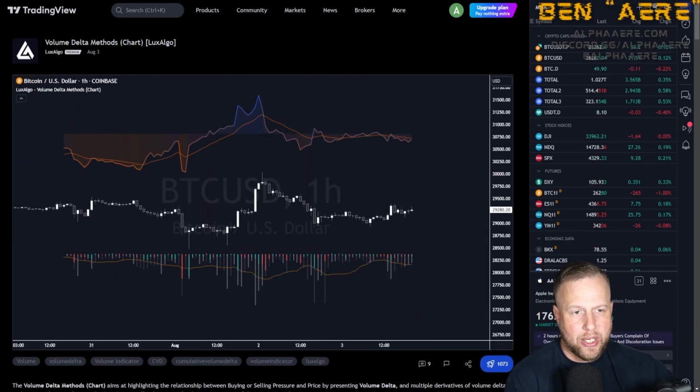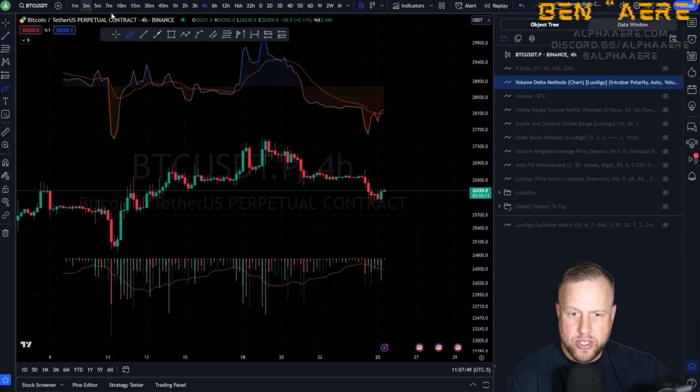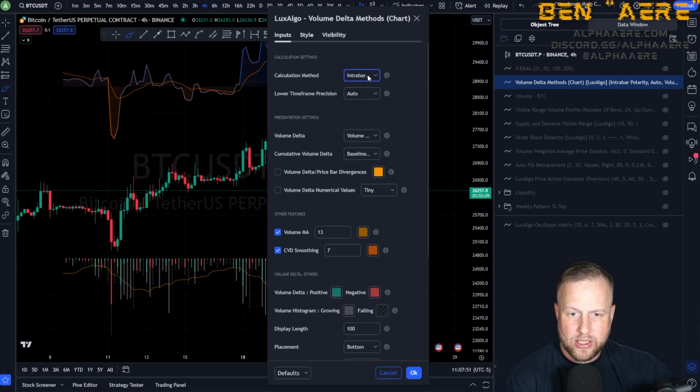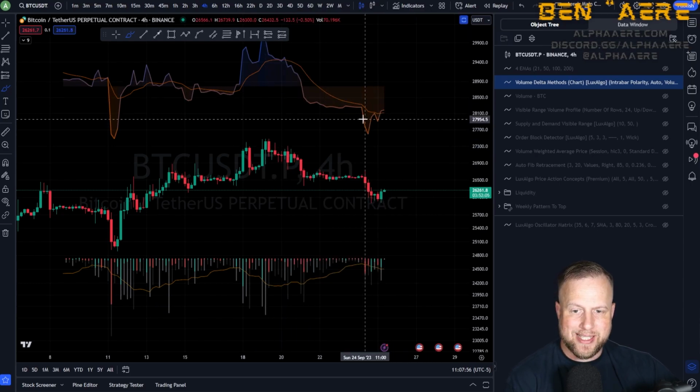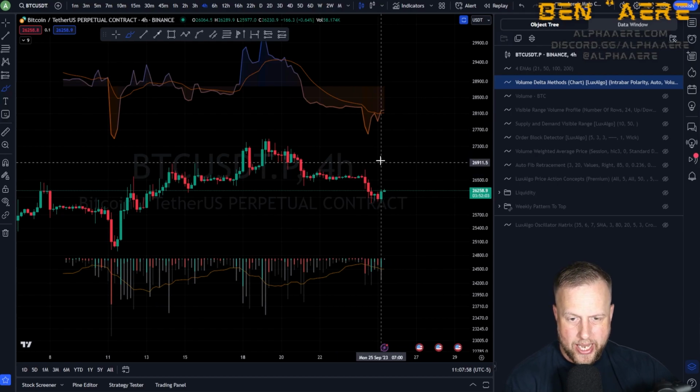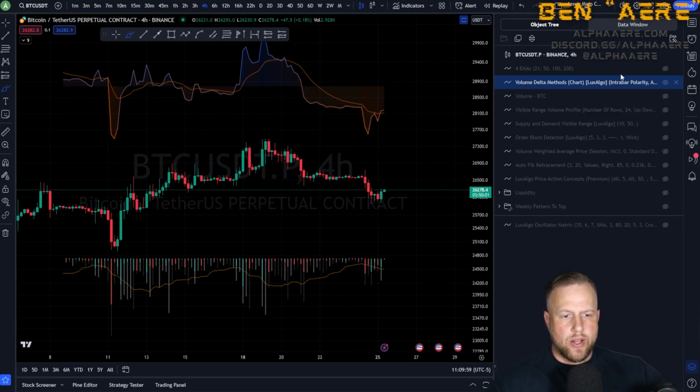I could do a whole video on this. That's not the point of this video, but I personally, for my trading style, like the intrabar polarity. It flows better. It matches. It's not an inverse of the price action. So that is the volume delta methods chart by Lux Algo.